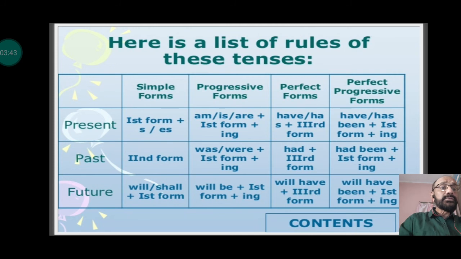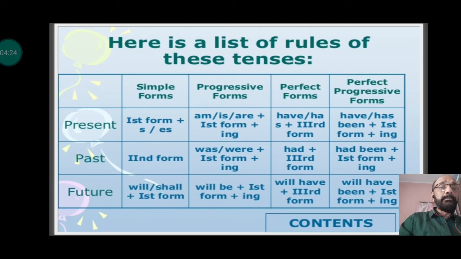Now the list of rules that change. In simple form, the first form of the verb with S or ES, depending on whether singular or plural. Then in progressive forms, the continuous form, it would be am, is or are, the auxiliary, plus the first form of the verb with ing, the participle form of the verb. Now in perfect, it will be have or has added, followed by the third form, the past participle form of the verb.